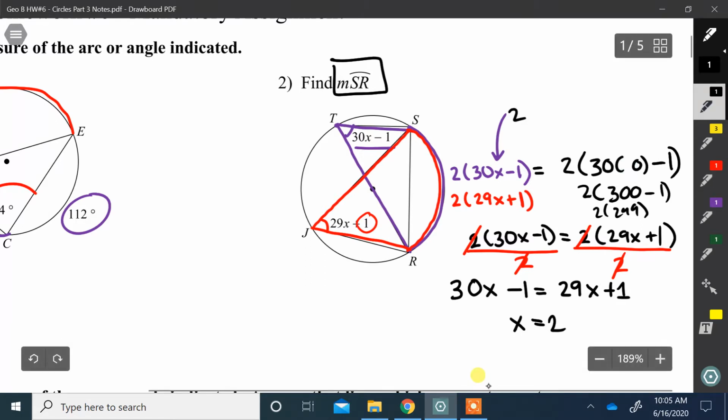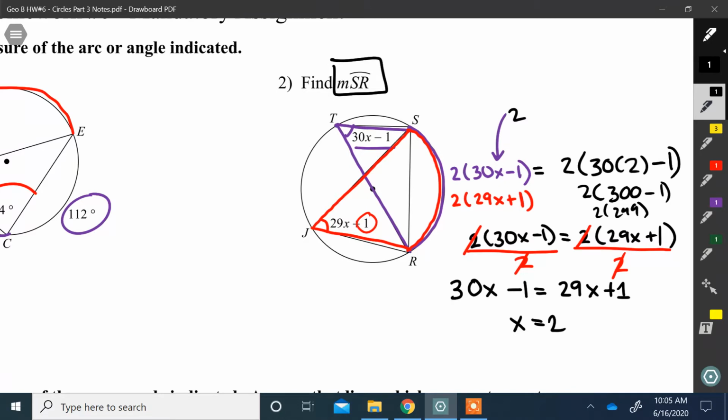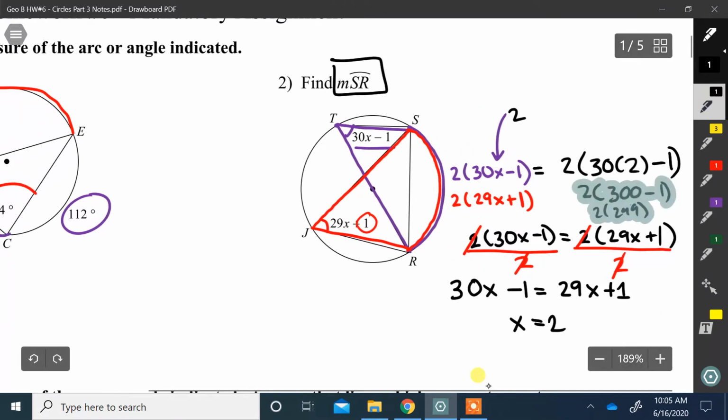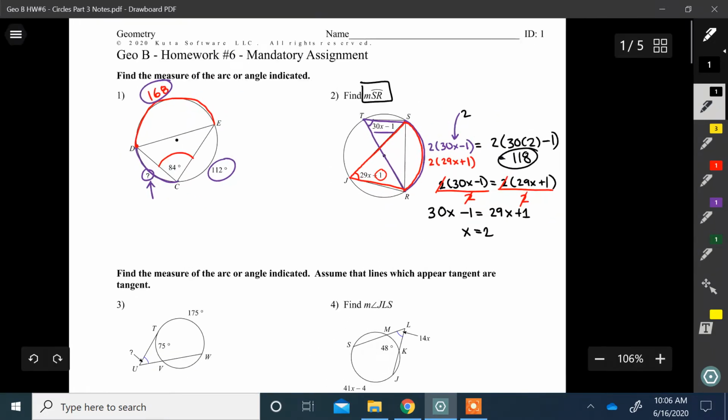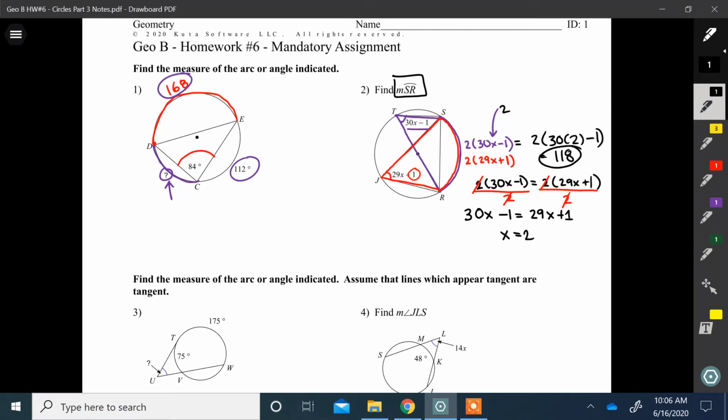So in here, instead of a 10, I'm gonna use 2. Okay, so we got 60 minus 1. 59 times 2 is 118. So in here, what you actually get is 118 as your final answer, and that is the right answer that I'm looking for. Okay, so that clears that up.